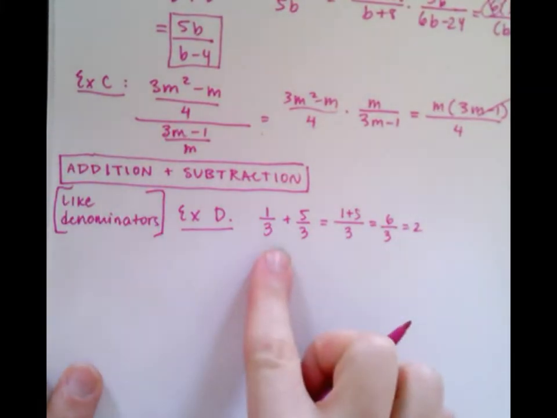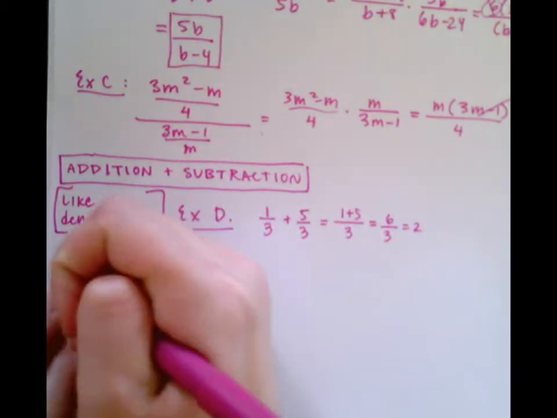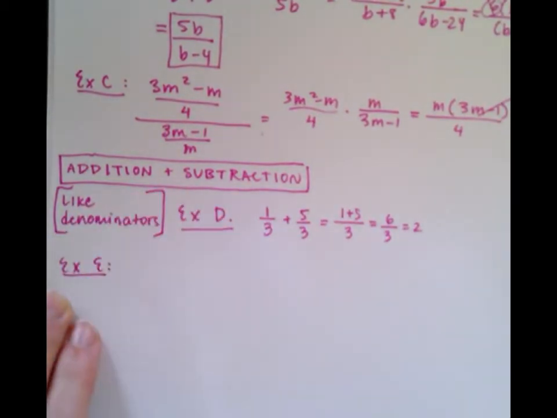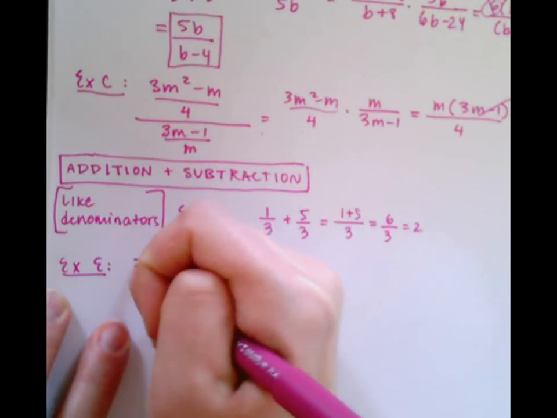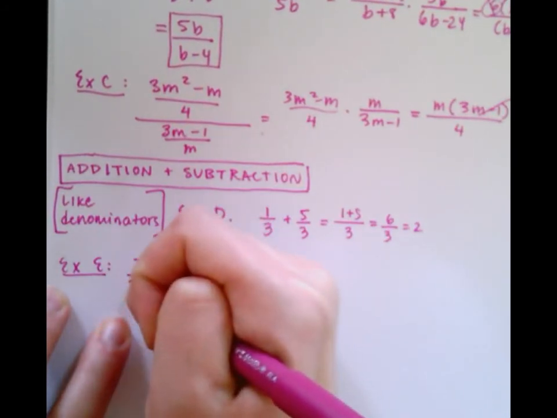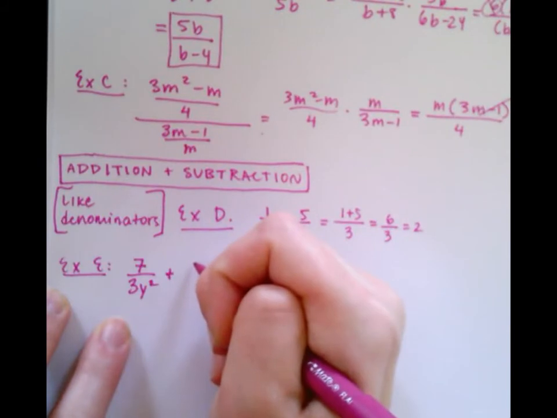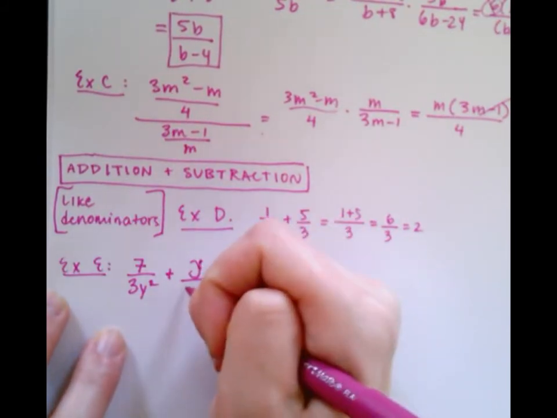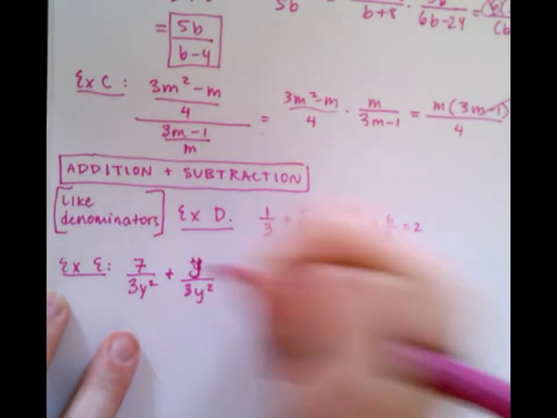So that's a baby example, but now let's look at what if you had some variables thrown in there. So this will be example E. Say we have 7 over 3y squared plus, say, y over 3y squared.